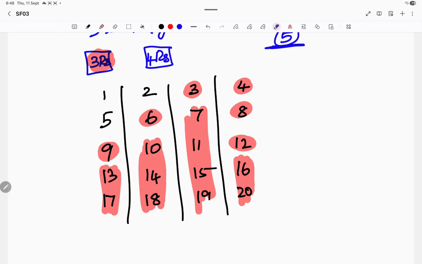So what are the numbers that are not highlighted here? 1, 2 and 5. These are the numbers I will not be able to express using a combination of 3 rupee coin and 4 rupee coin. What is the highest number that cannot be expressed? 5 rupees. So therefore, the answer for this question is 5.